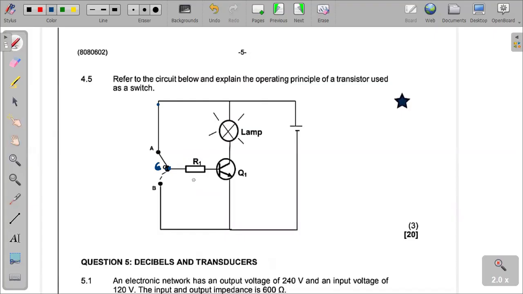Now, when contact C is connected at point B, no current would flow because the transistor is reverse biased. In this position, the transistor is off, which means it's the cut-off region, and the lamp is off. So that's the explanation that is needed.